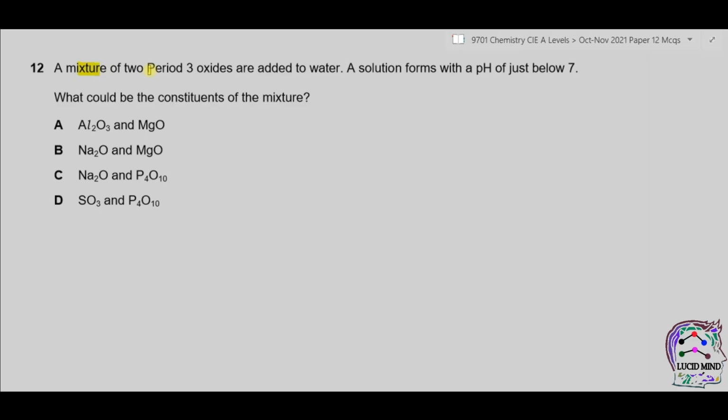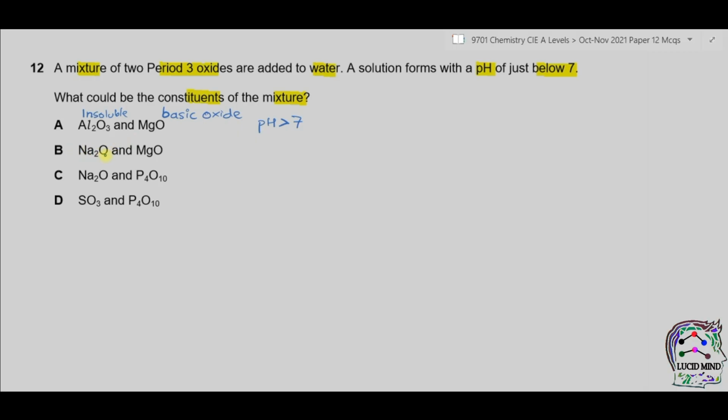Question 12. A mixture of two period 3 oxides is added to water. A solution forms with a pH of just below 7. What could be the constituents of the mixture? In A we have aluminum oxide. Now aluminum oxide is insoluble. It does not affect the pH. Magnesium oxide is a basic oxide as it is a metal oxide that is slightly soluble. So overall the pH will increase as we have a basic oxide present.